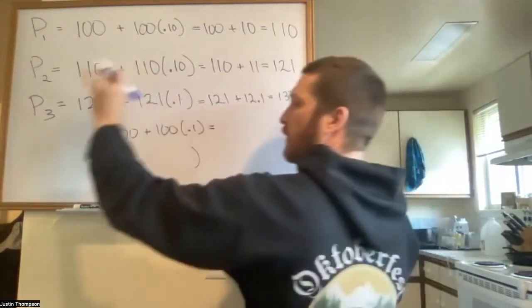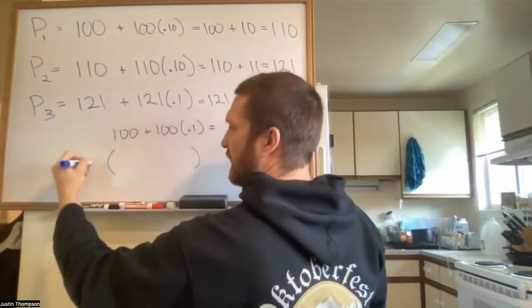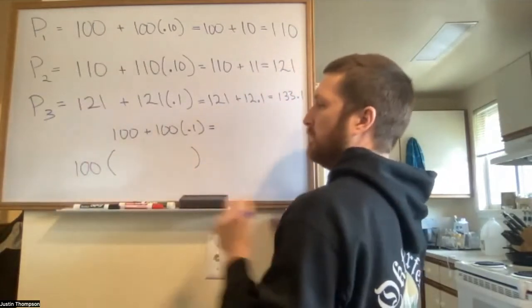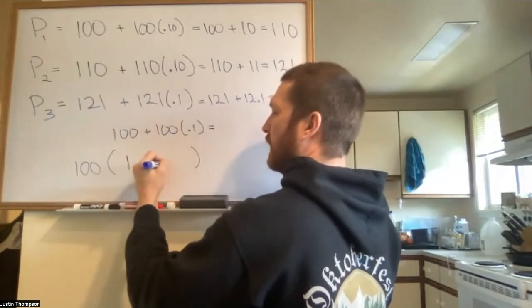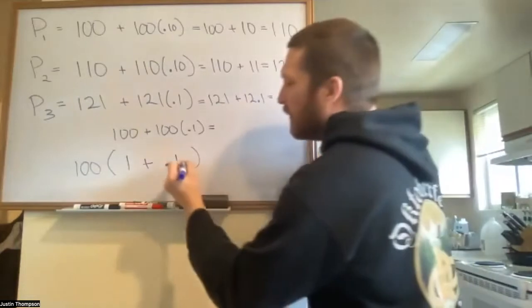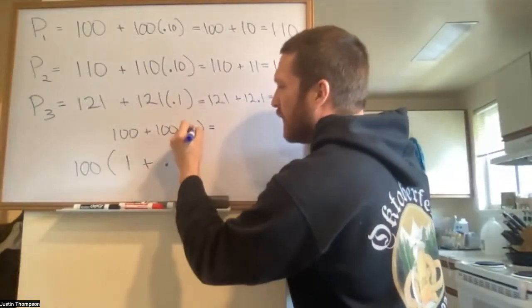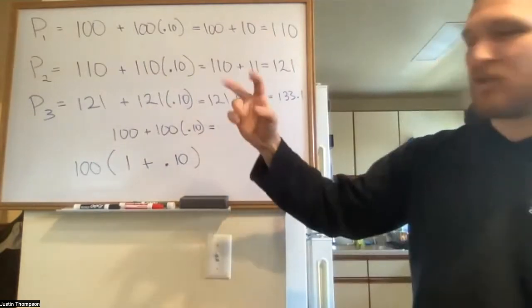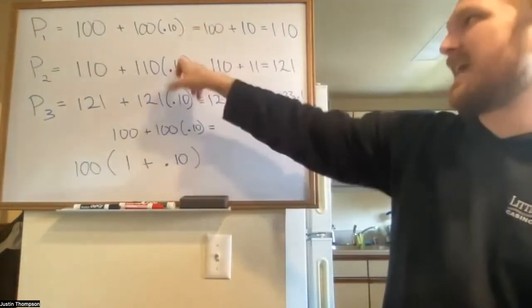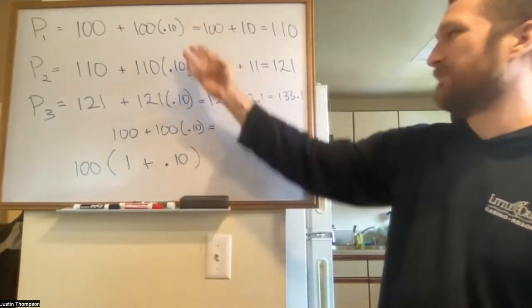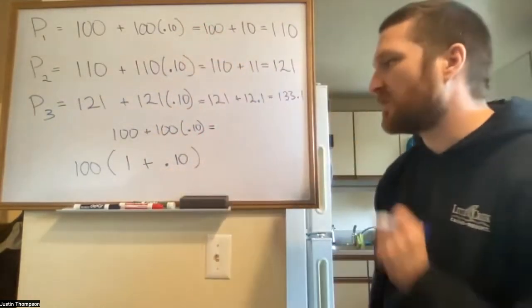So I pull out the 100 on the outside, and I'm left with what and what? 1 plus 0.1. 1 plus 0.1 right there. And I'm going to write that as 1.10 because I liked it. 10%, I want to see that as a 0.10. Like if I had 37%, I would see it as 0.37. That's just how I like to do it. So there's that right there.